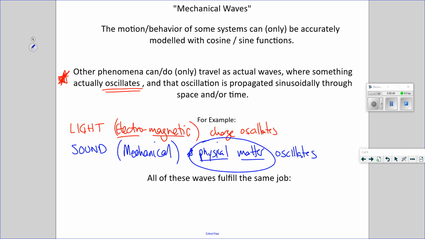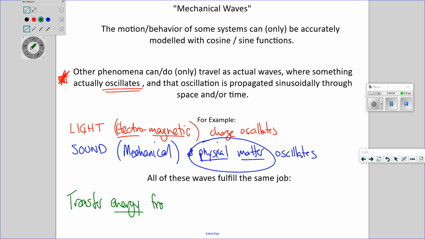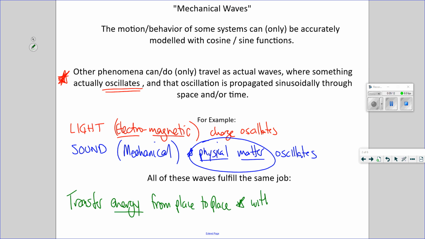But, so there are certainly differences in types of waves, but waves all do the same thing. And what they do is they transfer energy from place to place. That's a star, without transferring matter. Without stuff moving from place to place.